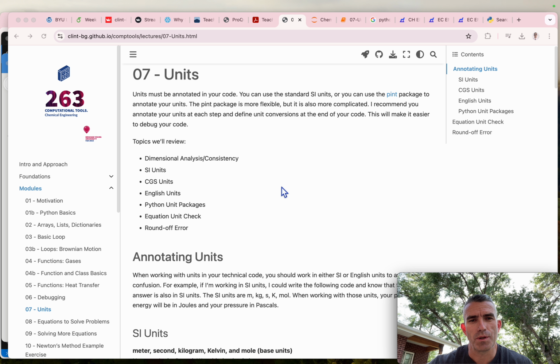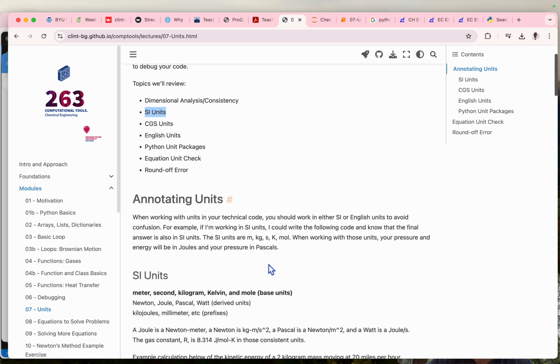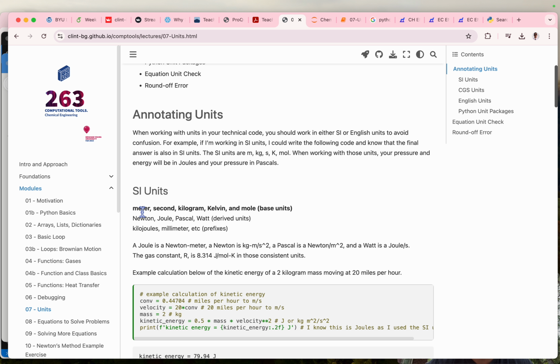There are units packages available like pint and unum, and we'll go over those. I recommend you don't use those, and we'll talk about why. Instead, you just use all of your units in SI units. SI units include the meter, second, kilogram, Kelvin, and mole.